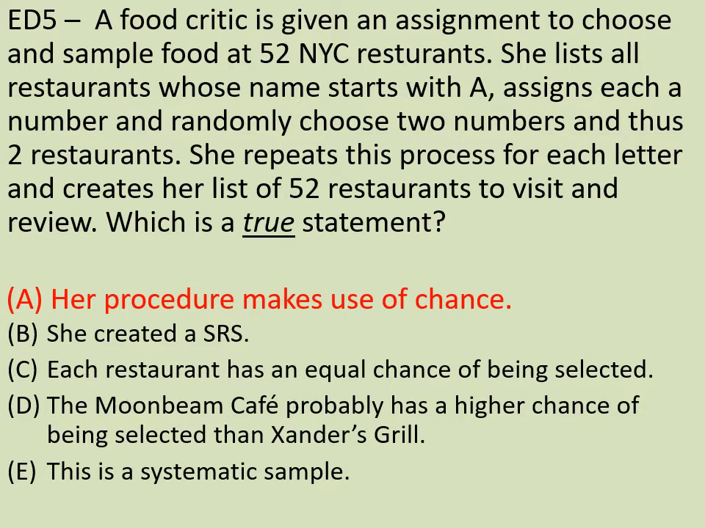There are not as many restaurants that start with X. So since there are fewer X restaurants, and she's picking 2 from that group too, those have more of a chance of being selected. And then systematic is a type of sampling that we don't really even talk about, but it does not apply here.